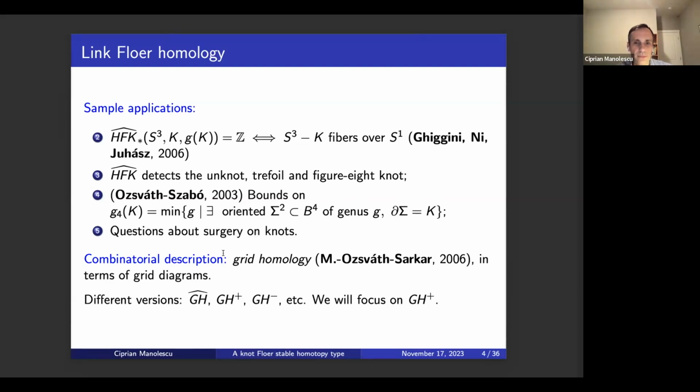Okay, so back in 2006, in joint work with Ozsváth and Sarkar, we gave a combinatorial description of this, which has the name grid homology. It's in terms of grid diagrams. It's the same thing, but it has a different definition, and you can show that the two are isomorphic. When you construct it from grid diagrams, it's usually denoted GH. Again, there are different versions. I will explain GH plus.